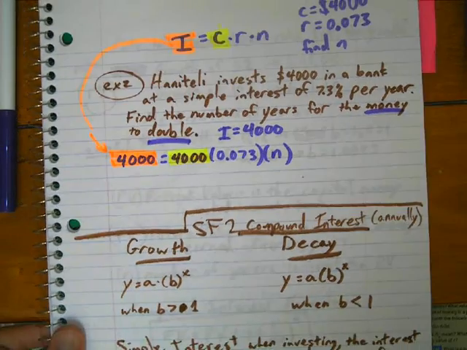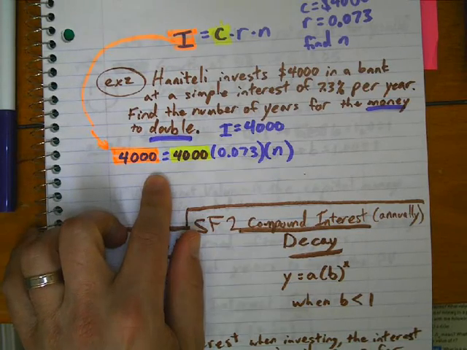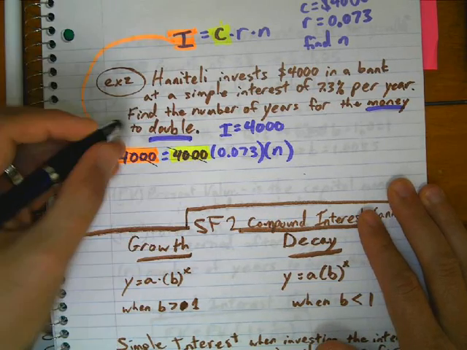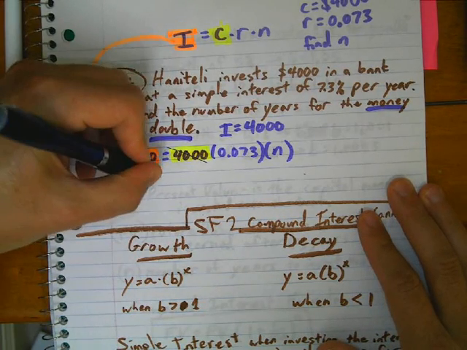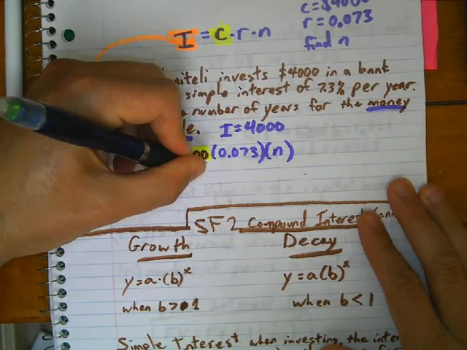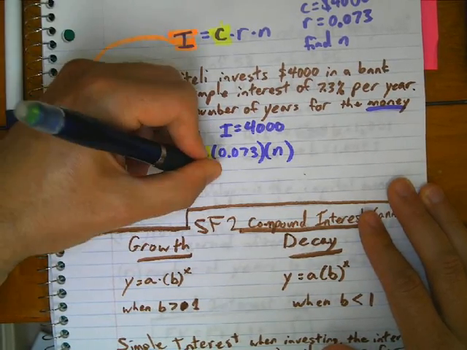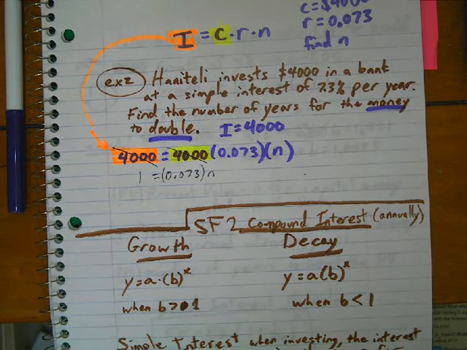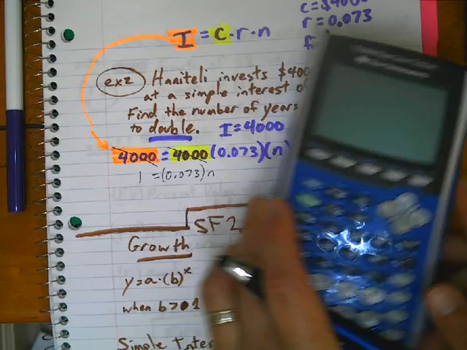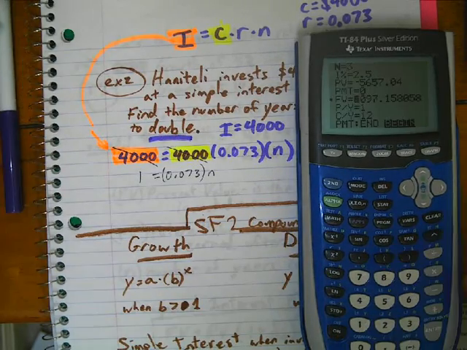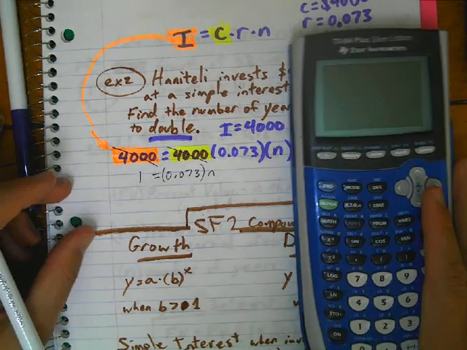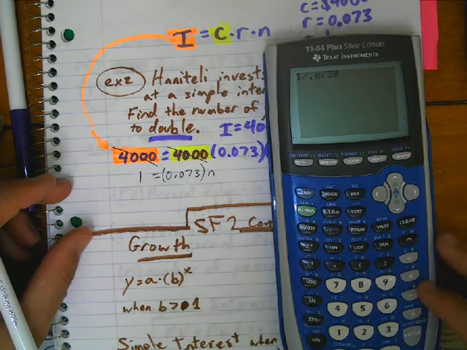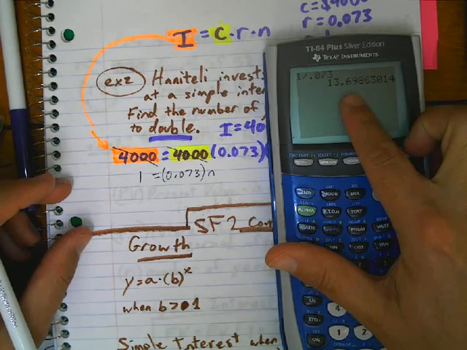Okay, so now you can see that this cancels out, and we would have 1 equals 0.073 n, and then we could divide both sides by that decimal. So if we've got 1 divided by 0.073, you're going to end up with 13.69.